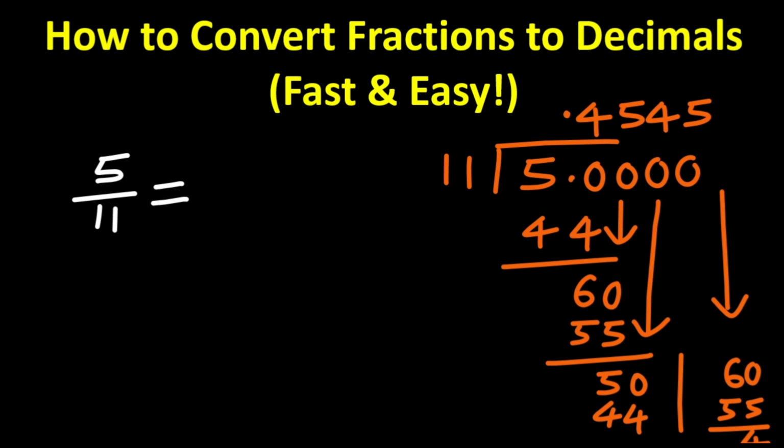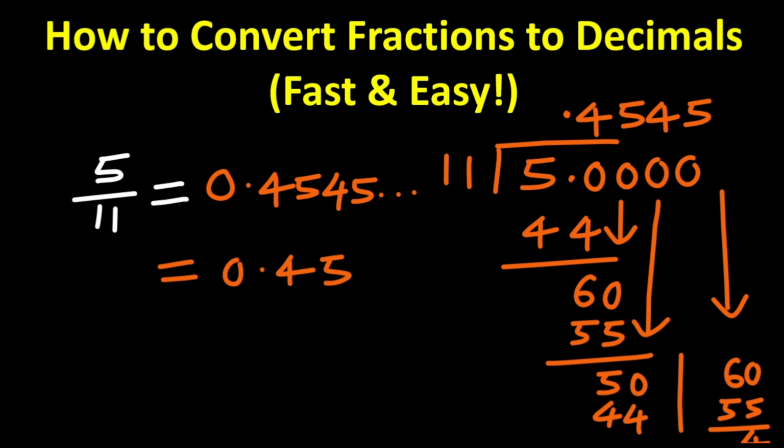If you see here, 4, 5, 4, 5 keeps repeating, right? So we can say that the decimal value of this fraction is 0.4545 and so on. As you can see that 45 is repeating, right? So we can put a bar on that. As you can see, 45 is repeating continuously. So we can put a bar on 45. So the answer is 0.45 bar. That's the decimal value for 5/11.